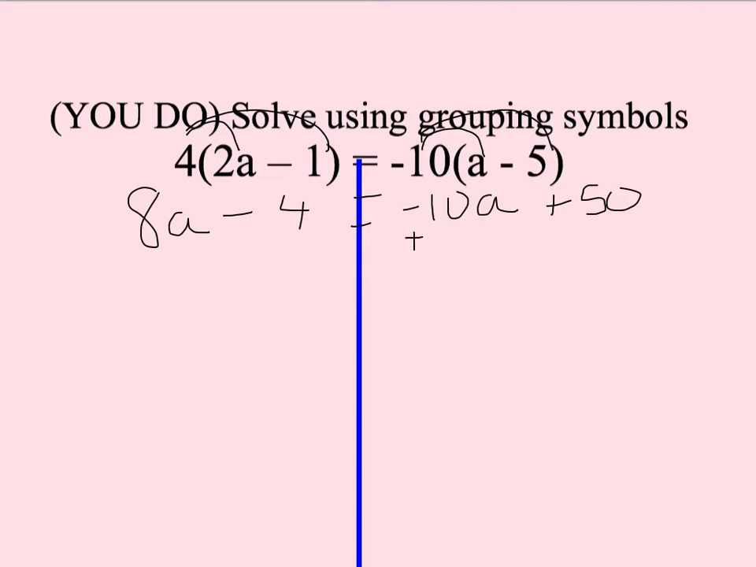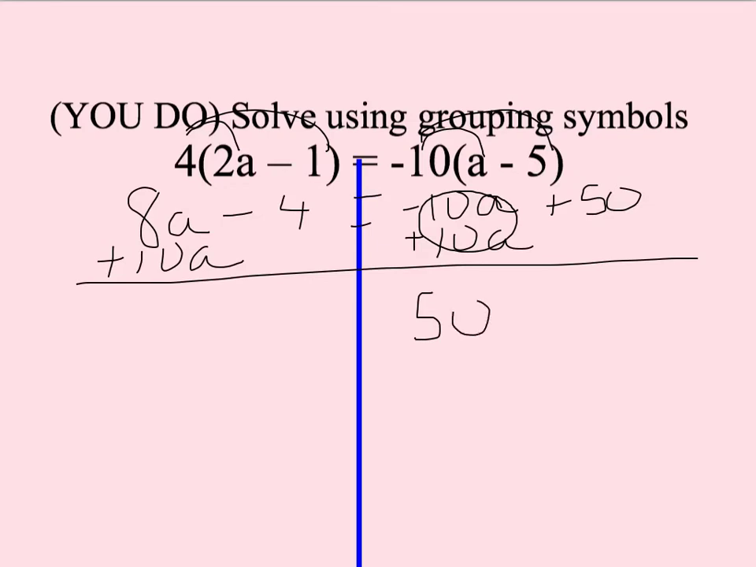So I'm going to add 10a to bring everything over to the left. Over here, minus 10a plus 10a is 0. And I just have 50 left on the right-hand side. And over here I have 8a plus 10a, so I have 18a minus 4. Okay, next step to get a alone, I have minus 4, so I'm going to add 4 to both sides.